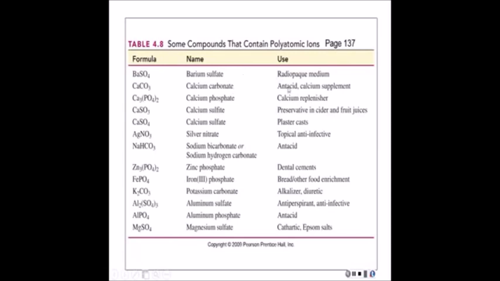Calcium carbonate is an antacid like in Tums or Rolaids. Calcium phosphate. People that have a low calcium might have to take some of this. Calcium sulfite, a preservative. Calcium sulfate, plaster cast. Silver nitrate, topical anti-infective. Silver can act like poison sometimes, and nitrate again can oxidize things. Some antacids, and you can look at the rest of those. And that's it for the slideshow.